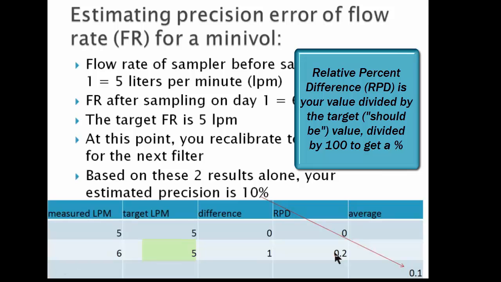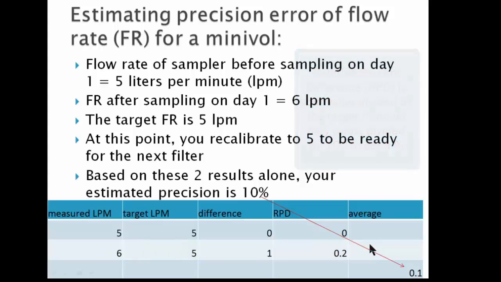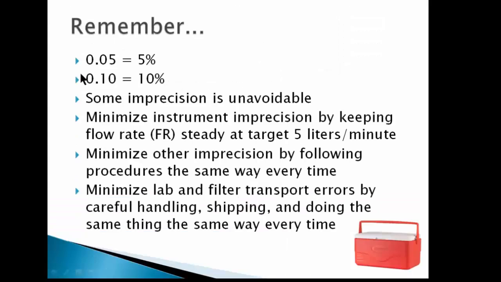You can already estimate your precision error of the flow rate alone based on this. The average of these two is 0.1, which is 10%. So this is just an illustration of how the flow rate and little variations in the flow rate are really important. This project has just started, and that's fine. A precision of 10%, you're probably never going to get too much better than that. I mean, a lot of times 15, 20% imprecision would be good. Just to remember, 0.05 is 5%, 0.10 is 10%.